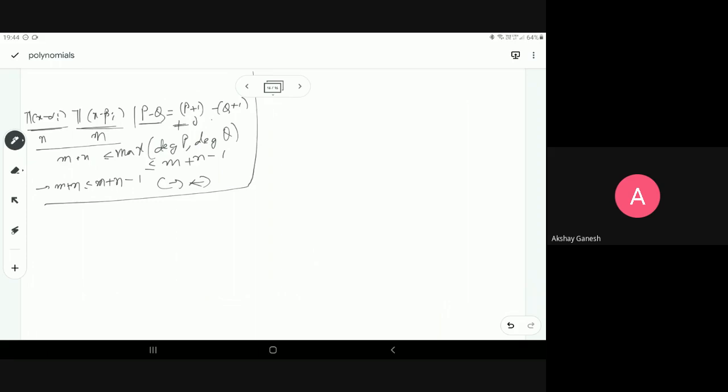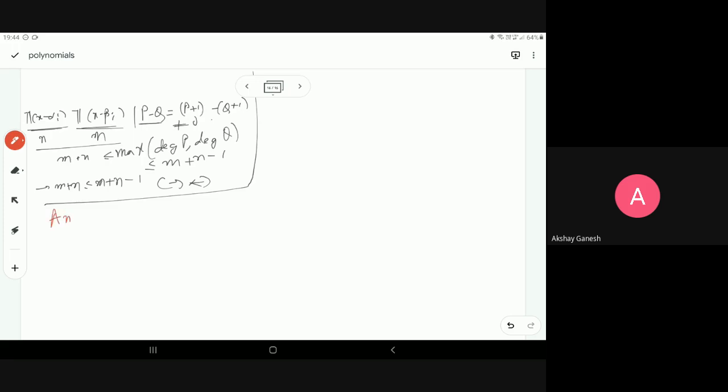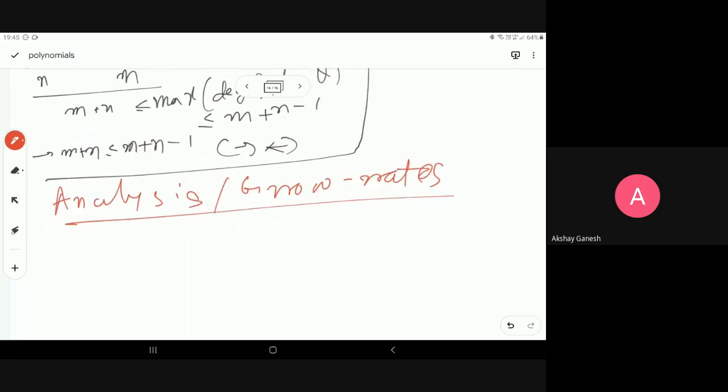The next thing I want to talk about is size, I think. Yeah, okay. So the next thing I want to talk about is somewhat analysis arguments, or growth rates. What I mean by analysis arguments is that the only thing you basically need to understand is that a polynomial grows very slowly with respect to an exponential. For any exponential function, it would eventually dominate a polynomial function in terms of its growth.